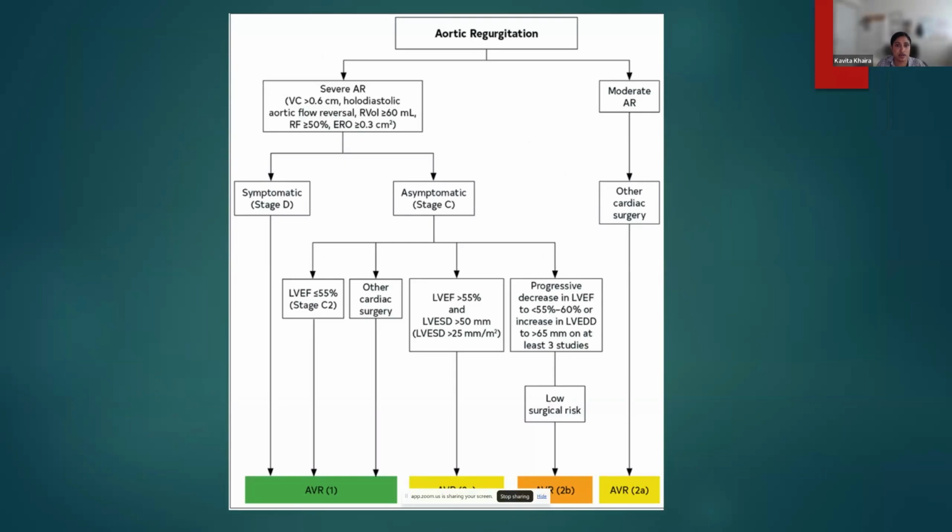Here are the guidelines from the ACC valve guidelines. As I mentioned, if they have severe AR and they're symptomatic, yes, class 1 indication for aortic valve replacement. If they're asymptomatic and they start to have their EF drop, or their LV systolic diameter increasing, then surgery is also indicated for these patients. And these guidelines are pretty similar for primary mitral regurgitation, with slightly different cutoffs for EF and LV dysfunction or dilation.